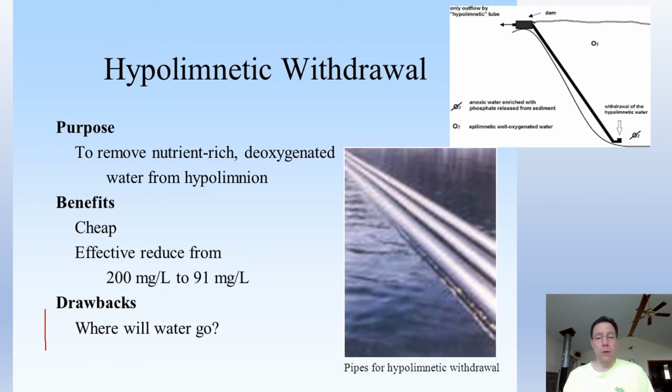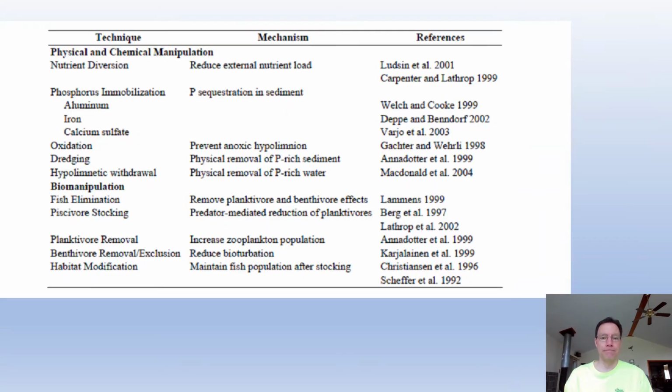It's fairly cheap. All you're really running is a water pump, and you can actually reduce the phosphorus load. This example says from 200 milligrams per liter down to 91 milligrams per liter, so less than half of the original. So that's another way of trying to remove phosphorus so that it doesn't just come back up to the surface in the next turnover event. All of these are feasible for small-sized lakes, but really not for very big lakes.